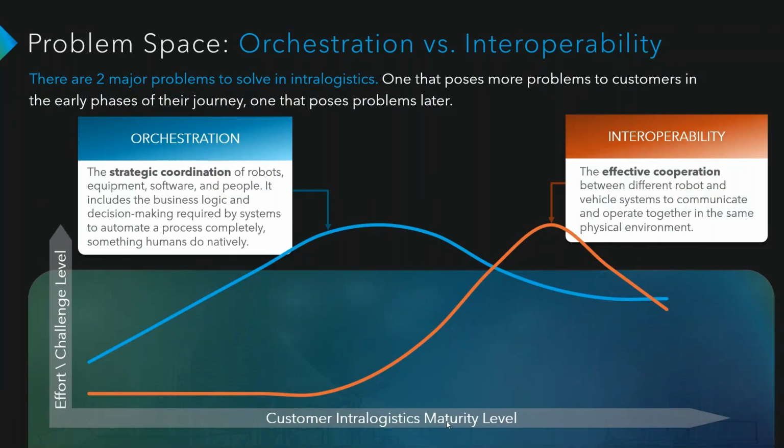As you go left to right in your maturity curve and you start to introduce more automation, you're going to start to get a handle on that orchestration. It's going to become less of a problem. But what we do see is the presence of another problem called interoperability. And when we talk about interoperability, we like to use the phrase effective cooperation. And in this case, we're talking about cooperation between different robot systems that you have implemented in order to be able to operate effectively in the same physical environment.